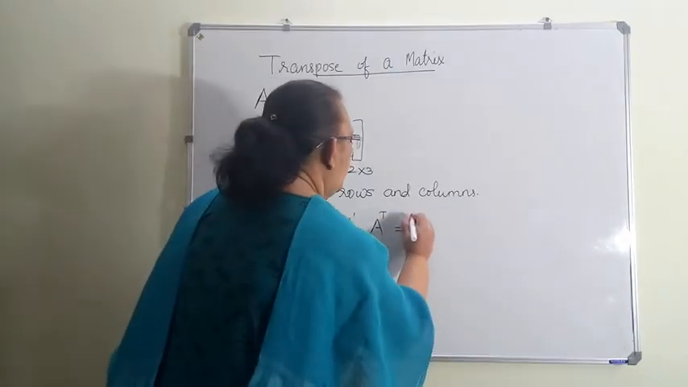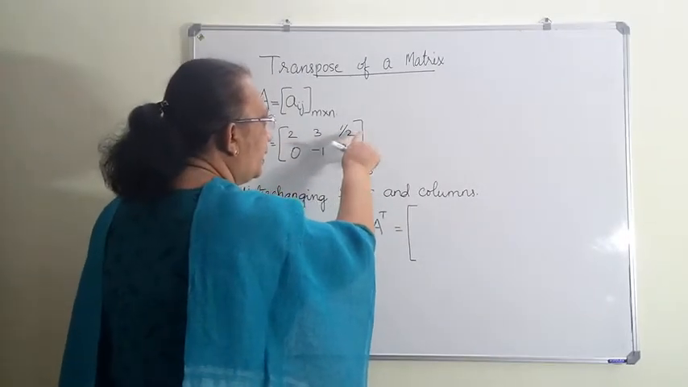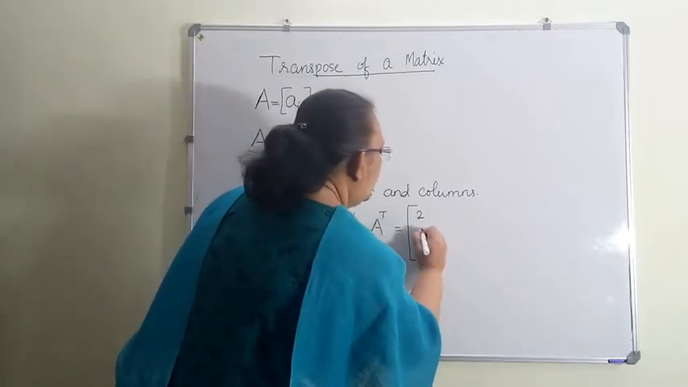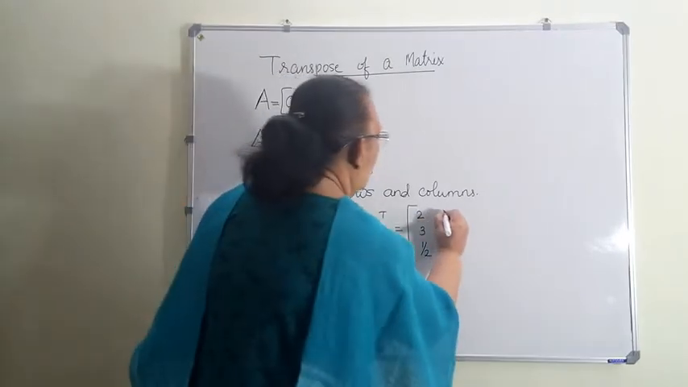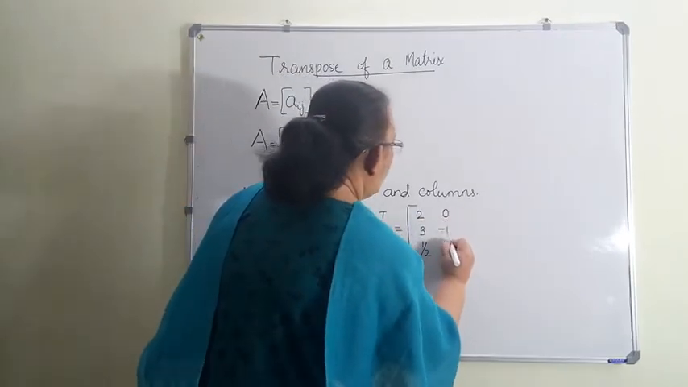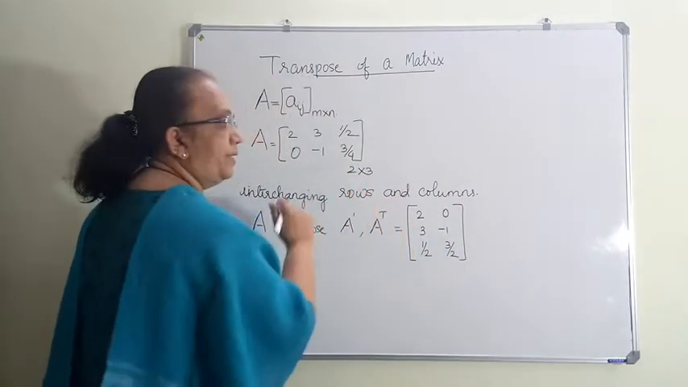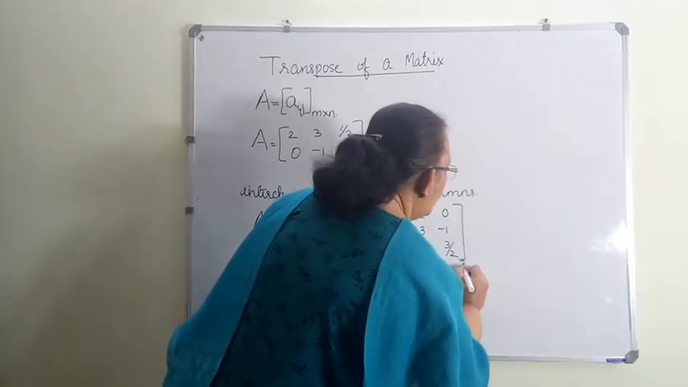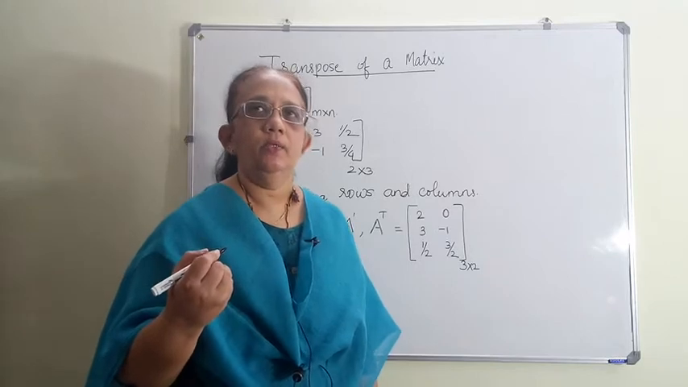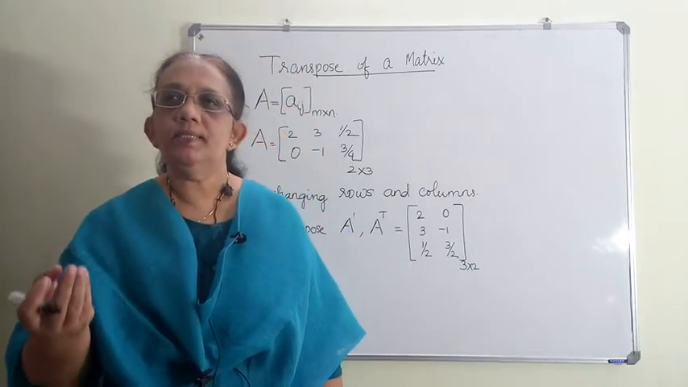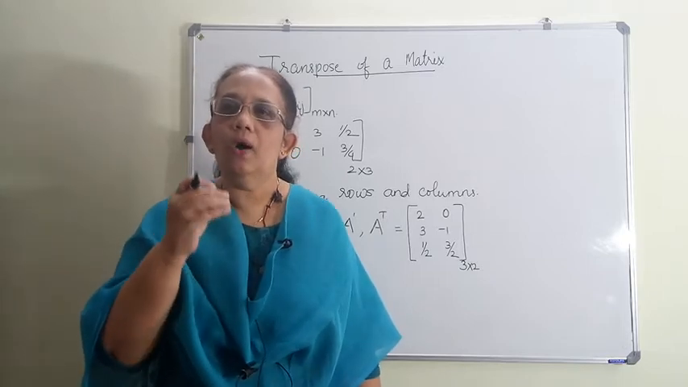It is equal to interchange. That is, the first row becomes the first column: 2, 3, 1, 2. Second row becomes the second column: 0, -1, 3, 2. So, what happens to the order of the matrix? The order of the matrix becomes 3 by 2. A simple topic, transpose. So, transpose means it is a matrix obtained by interchanging rows and columns.